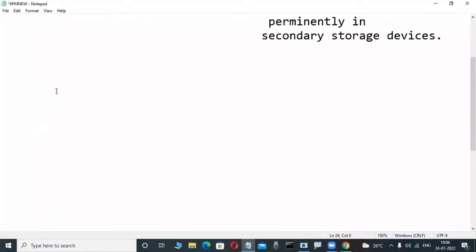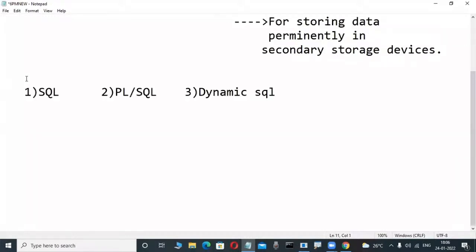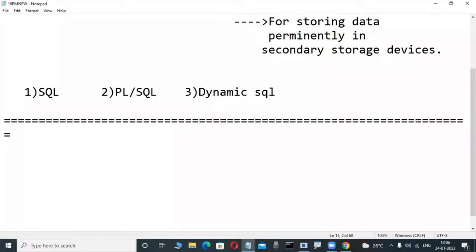But unfortunately, to operate the Oracle database product, we use 3 languages. One is SQL, another is PL/SQL, another is dynamic SQL. Up to this point, we have learned in the previous classes.